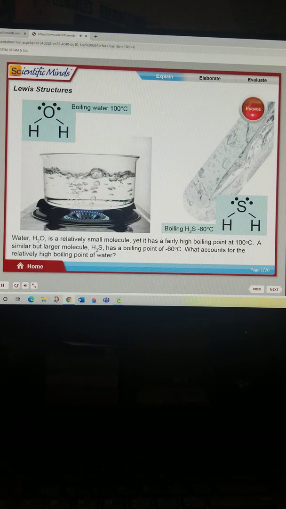Water, H2O, is a relatively small molecule, yet it has a fairly high boiling point at 100 degrees Celsius. A similar but larger molecule, H2S, has a boiling point of -60 degrees Celsius. What accounts for the relatively high boiling point of water?